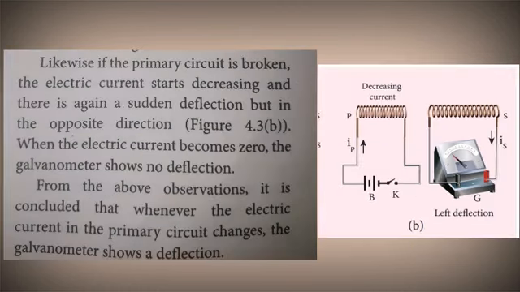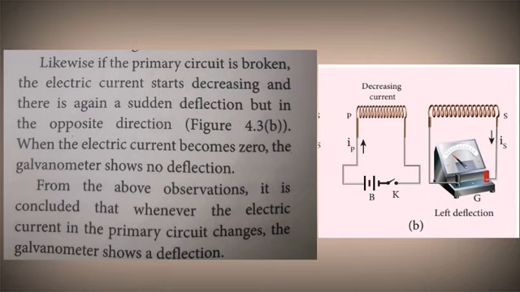Likewise, when the primary circuit is broken, the electric current starts decreasing, and there is again a sudden deflection, but in the opposite direction. When the electric current becomes zero, the galvanometer shows no deflection.